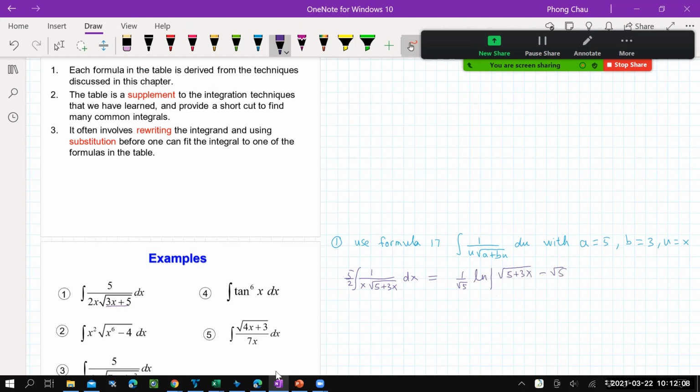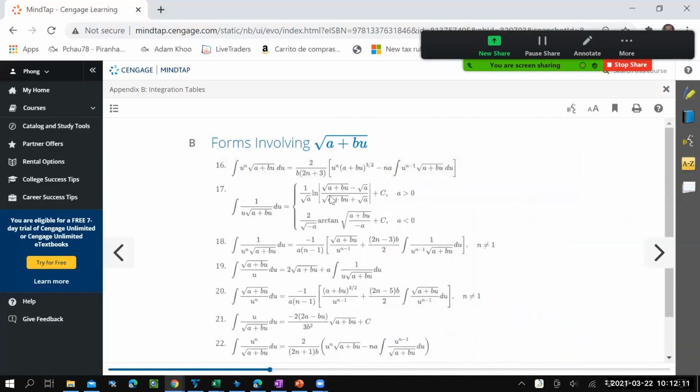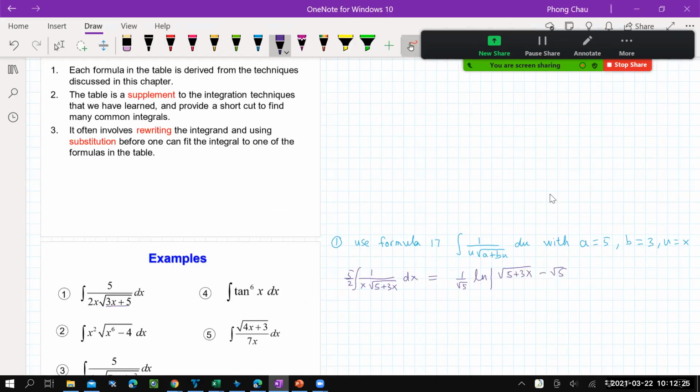Okay, again, just copying this, replacing the a, b, and a with 5, 3, 5. u is x. The bottom is the same, with the minus changed to the plus sign. So that is over the square root of 5 plus 3x plus 5, absolute value, plus c.